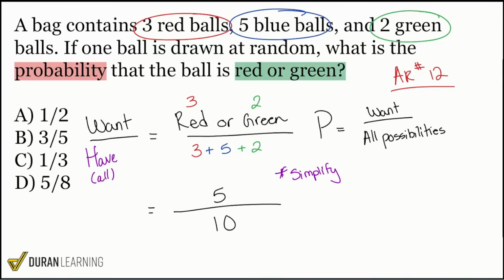Everybody, we can simplify by 5 because 5 goes into both 5 and 10. So I can divide the numerator and denominator, or divide the top and the bottom, by the same number. So 5 divided by 5, that's going to give us 1. 10 divided by 5, that's going to give us 2. And there we go. The final answer here is 1/2. So you have a 1/2 chance, or a 50% chance, that the ball is red or green if you choose randomly. And there you go. The correct answer here is A.